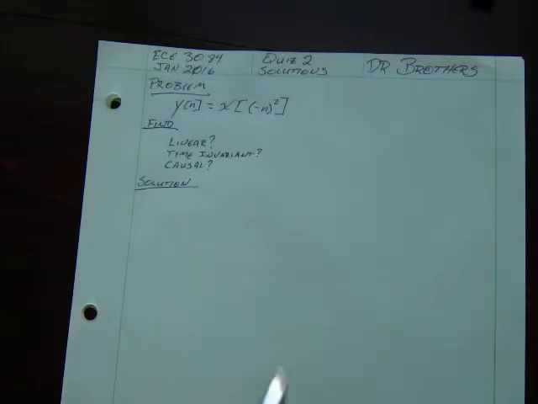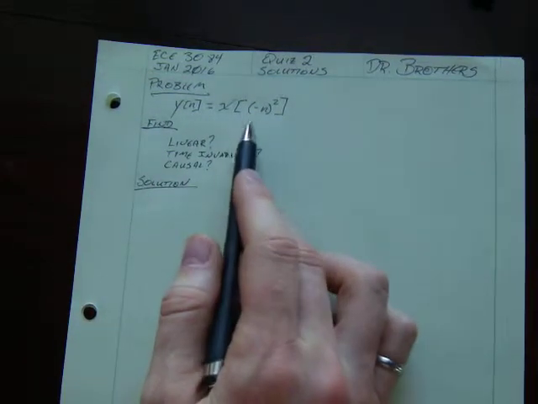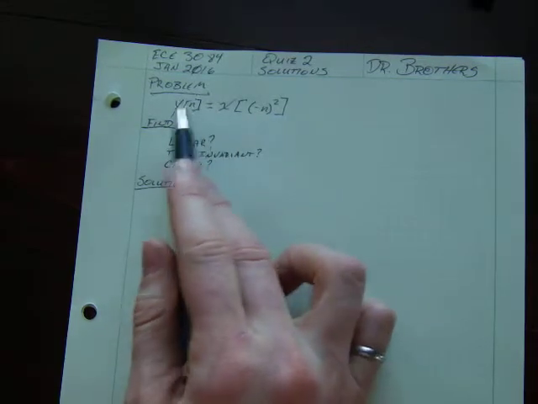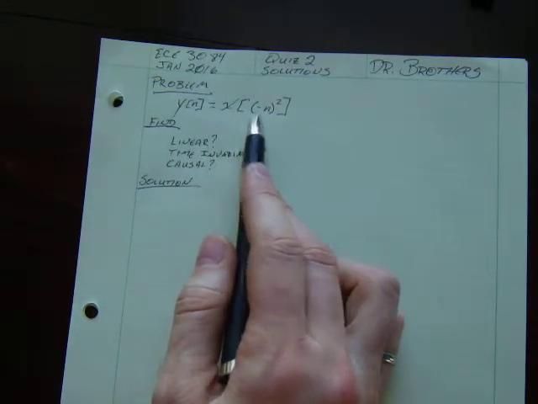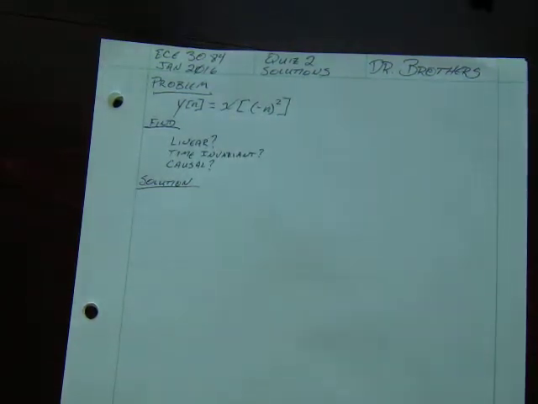Actually, the problem statement that I gave this morning would have had imaginary solutions. So this problem, I've modified it to include parentheses around the negative n. So y sub n is equal to x of quantity negative n squared. And this should give us a solution set.